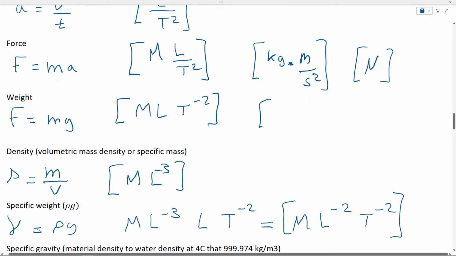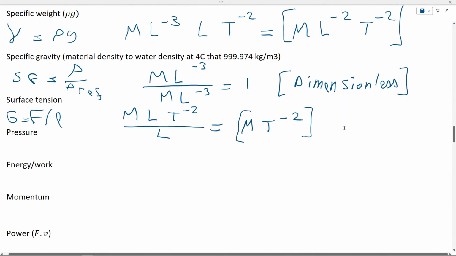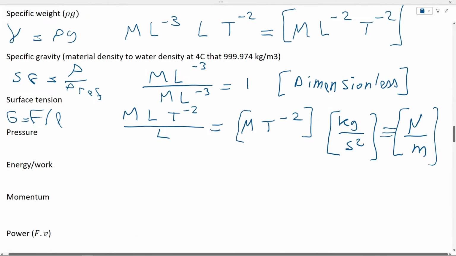Same here. That would be in Newton, in SI unit. So surface tension is kilogram per second square, or Newton per meter. So let's look at pressure.